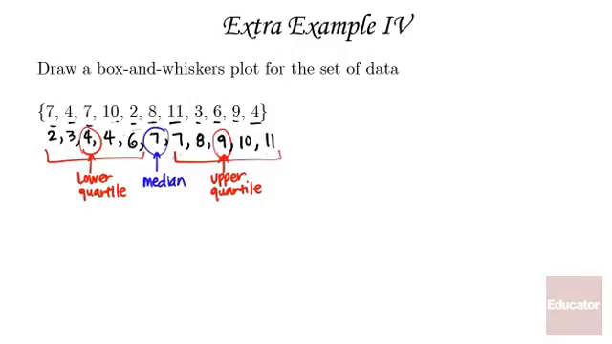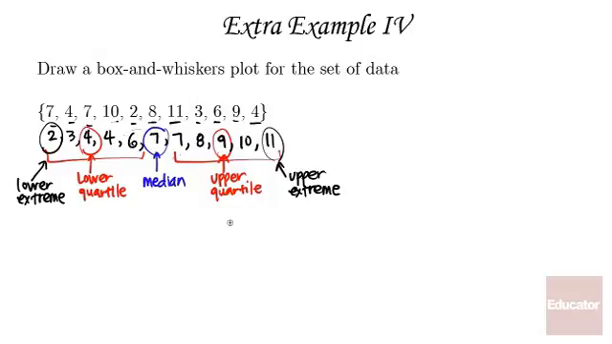Then my smallest number, which is 2, is my lower extreme. My largest number is my upper extreme. Okay, so once I have those 5 numbers, I can draw my box and whiskers plot.